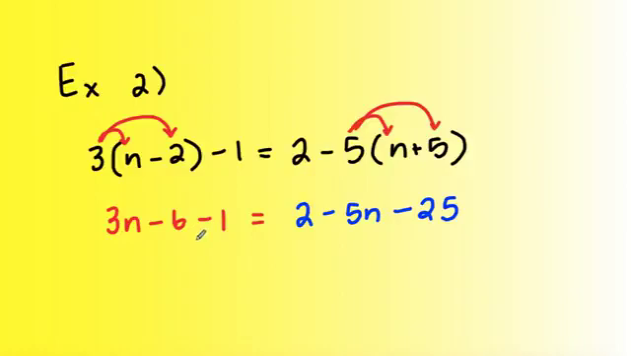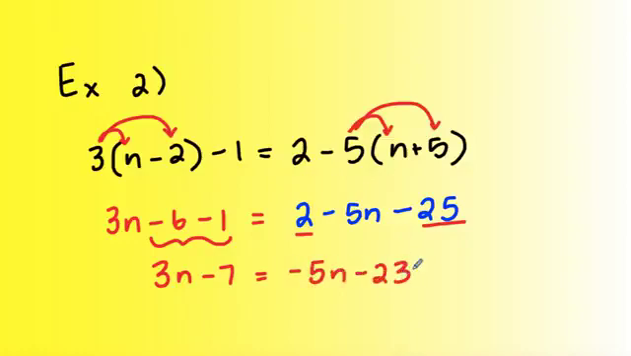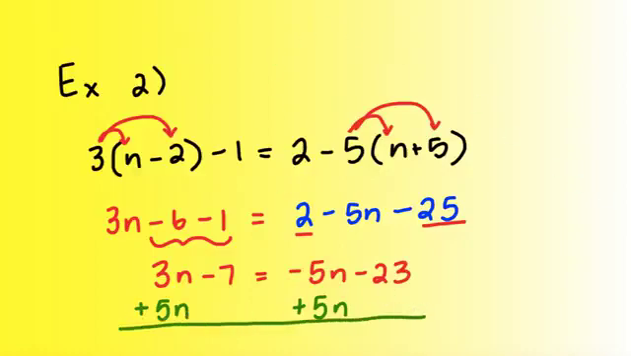All right, now I combine like terms on both sides. So I can combine the 6 and the negative 6 and negative 1 and get negative 7. I can combine the 2 and the negative 25 and get negative 5n minus 23. All right, so now we're ready to isolate the variable. So we're going to bring the smaller variable, which is negative 5, to the larger by doing its opposite. So I'm going to add it to the other side. Notice I'm putting a line because I like to be really neat about these equations. Then I'm going to also add 7 to the other side.